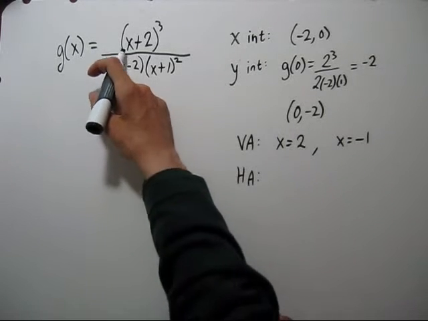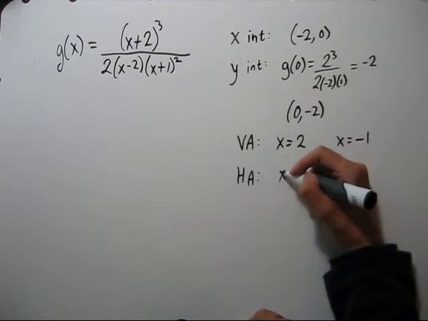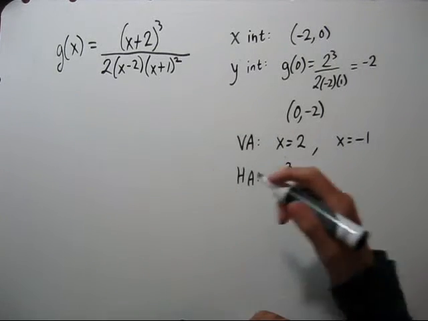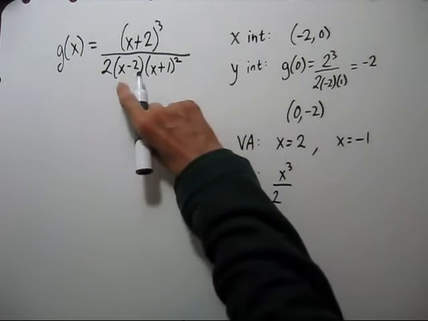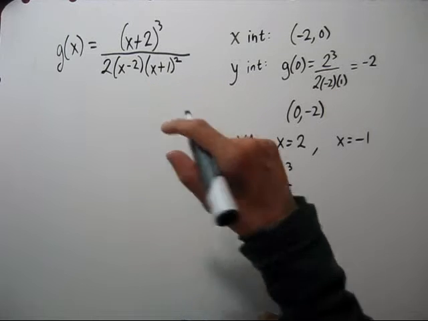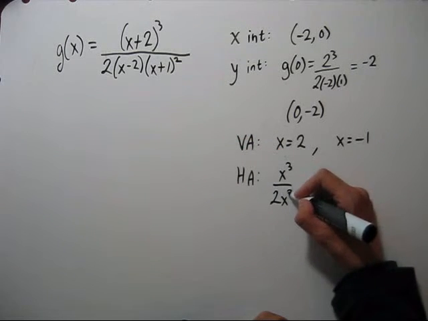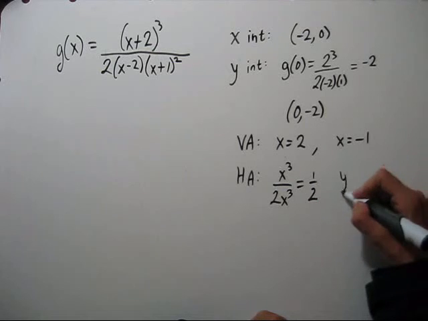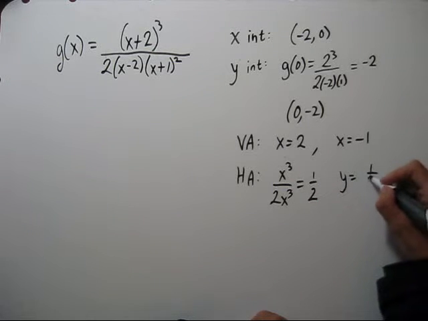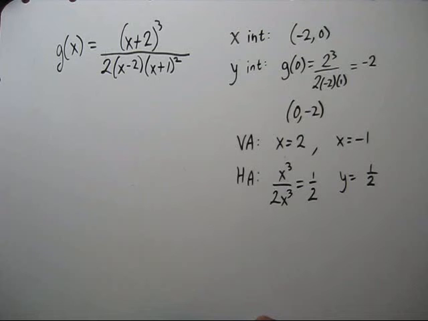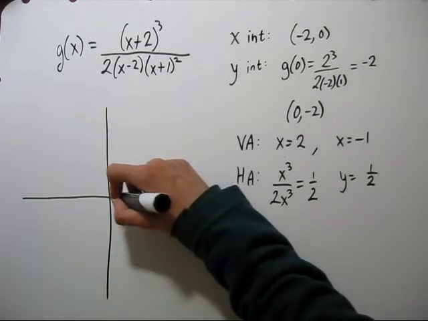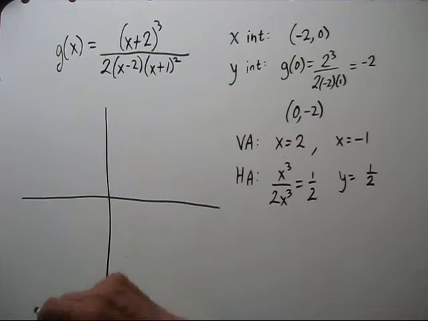For horizontal asymptotes, let's take the ratio of the leading terms. If you FOIL this out, our leading term is going to be an x cubed in the numerator. The denominator, we're going to have a 2. We're going to have an x from this one and an x squared from that one. So we'll have an x cubed. So this equals 1/2. Y equals 1/2 is our horizontal asymptote. Let's start with graphing that information. I'm going to make a rough draft of the graph to start with.